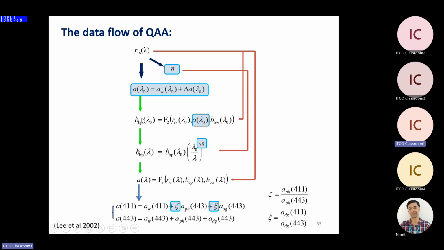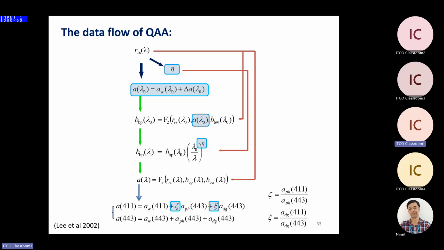Okay. After we know BBP at a reference wavelength, and BBP is modeled as a power law function of wavelength, and this eta is known, then we can propagate BBP at lambda 0 to BBP at shorter wavelengths, because as long as we believe this model, we get BBP at other wavelengths. Since we already know BB water at other wavelengths, we know BB at other wavelengths. After we know BB at other wavelengths, then we can get A at other wavelengths, as long as there are remote sensing reflectances at those wavelengths.